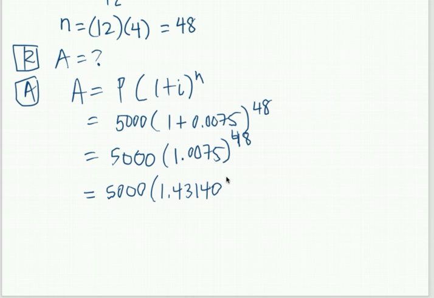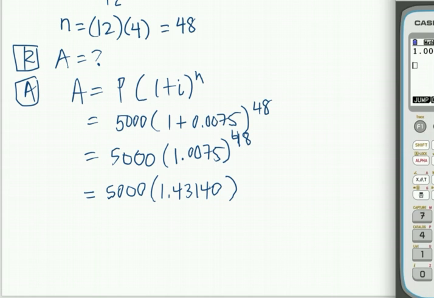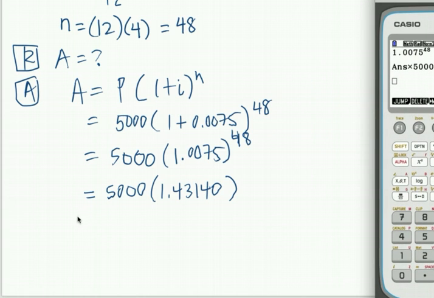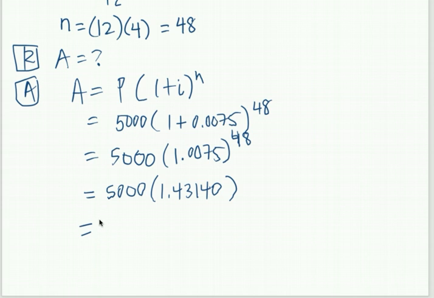1.43140, etc., okay? So now you're going to multiply the 5,000. That's the last step. Okay, so just keep it in your calculator, times 5,000 equals. Okay, so again, it is straightforward. I just find that every year students have issues with using the formula correctly and calculating things in the right order.